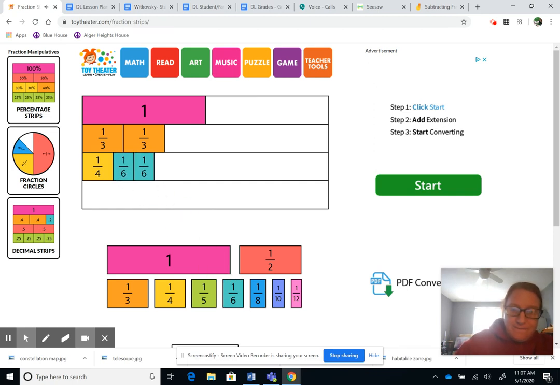Sixths don't fit. Eighths. Nope, eighths don't fit. Tenths. Ooh, that's really, really close too, but it's not exact. You can see that it does not exactly line up, which leaves my 12ths, and will the 12ths do it? Yes, they fit in exactly. So there are 1, 2, 3, 4, 5 12ths there.